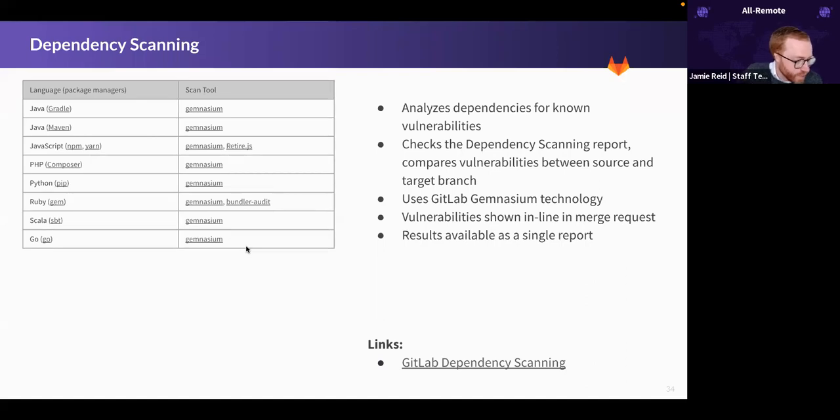Let's touch on dependency scanning next. So what this can do is help scan for your project's dependencies and analyze them against known vulnerabilities. So that example I talked through previously, that's a great example of dependency scanning. So we support Java, JavaScript, PHP, Python, Ruby, Scala, and Go languages when it comes to dependency scanning.